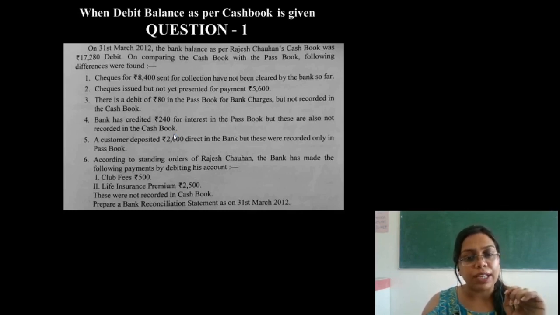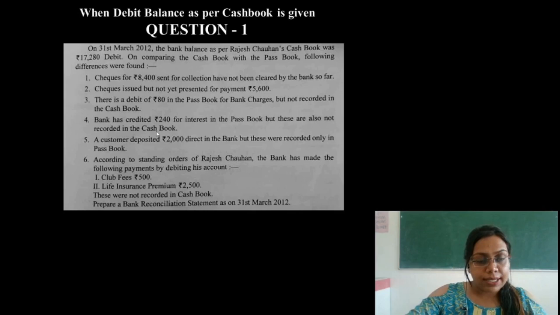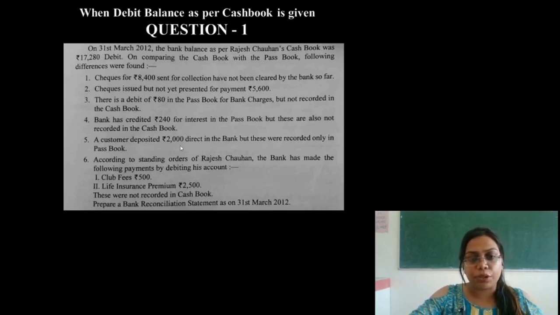There is a debit of 80 rupees in the passbook for bank charges, but it is not recorded in the cash book. But first we'll go through the question and then we will start solving it. Next, the bank has credited 240 rupees for interest in the passbook, but this is not recorded in the cash book. Next, a customer has deposited 2,000 directly in the bank, but this was recorded only in the passbook. And lastly, as per the standing orders of Mr. Rajesh Chauhan, the bank has made payments by debiting his account, that is club fees and life insurance, and these were also not recorded in the cash book. Prepare the BRS as on 31st March 2012.